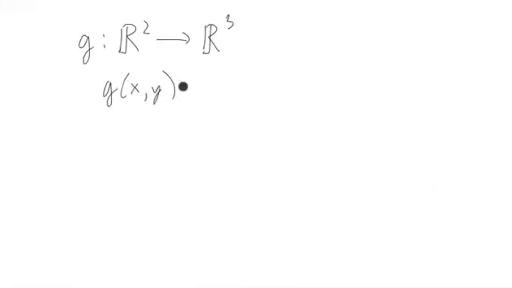Let's take a look at an example of an injective function with domain R2 and codomain R3. Let's define it as g of x comma y is equal to x plus y comma x minus y comma x minus y.